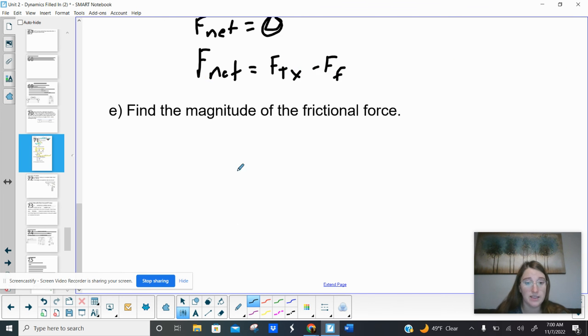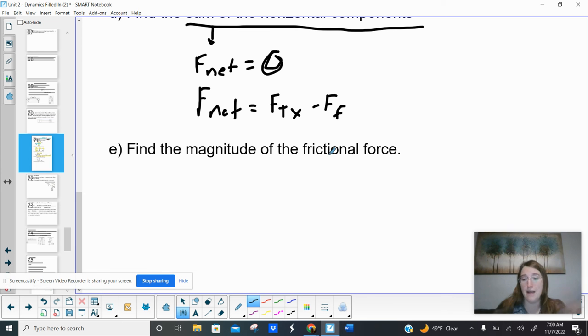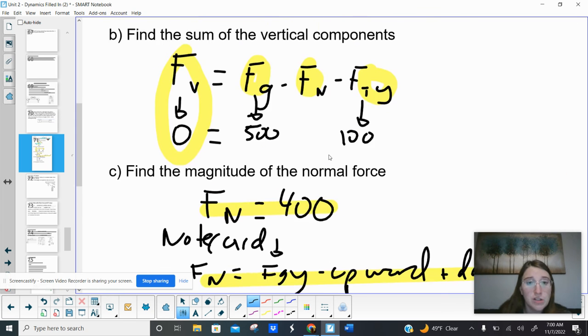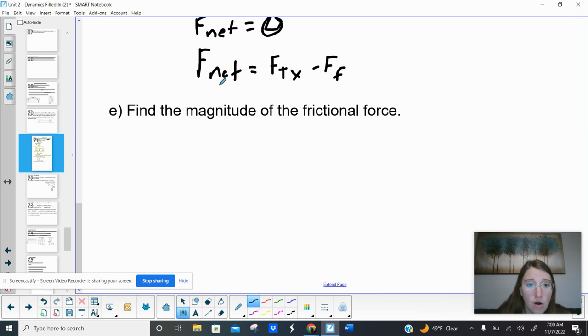So knowing these two things, then we can find the magnitude of the frictional force. If I have to pull so that I'm pulling with a net force of 0, we can find friction. So I want you to finish this off. We know the net force is 0. We need to know Ftx, and then we can find force friction. Take a minute, figure that out, please.